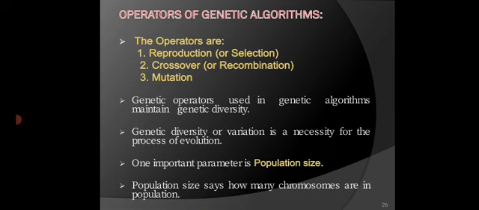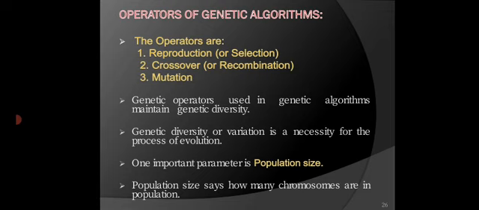Now, this is the important topic: operators used for GA programming. The operators are reproduction, or we can say selection operation. The second operator is crossover or recombination, and the third operator is mutation. Genetic operators used in a genetic algorithm maintain genetic diversity. Genetic diversity or variation is a necessity for the process of evolution.